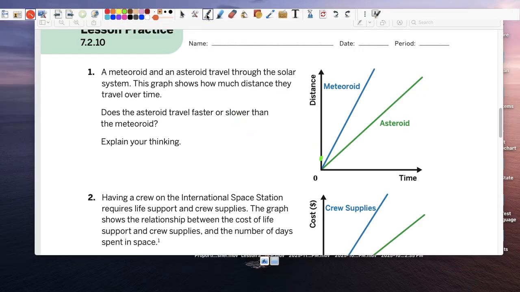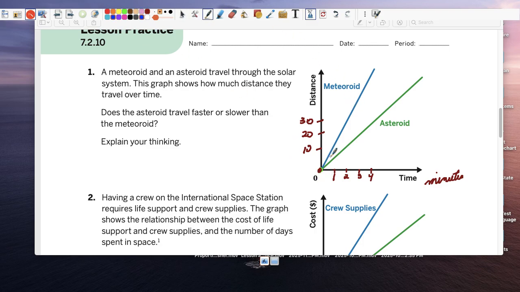So it says here, if you had a meteoroid and an asteroid start a race, and they both start at the starting line, is the asteroid slower or faster than the meteoroid? One thing you can do, and I know there are no numbers, is create a number. Let's say 1, 2, 3, let's call it minutes. You don't have to do this, but it's nice if you have some context. And then let's say the distance, 10 miles, 20 miles, 30 miles, etc. So let's get a few points.